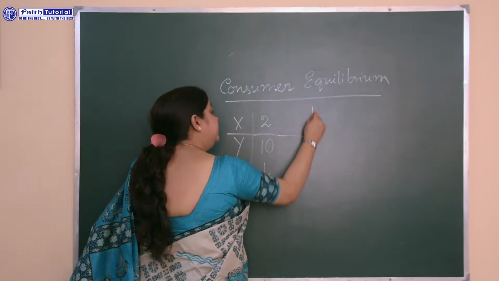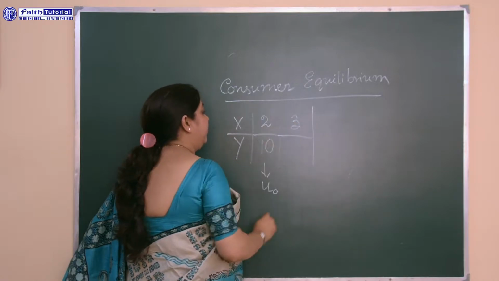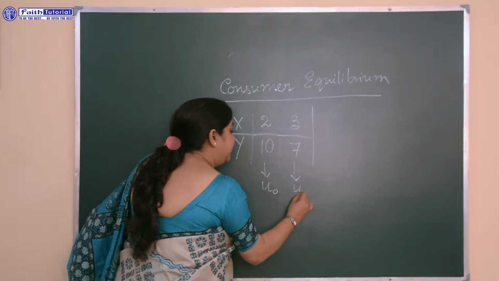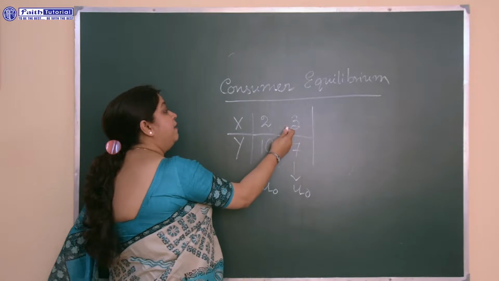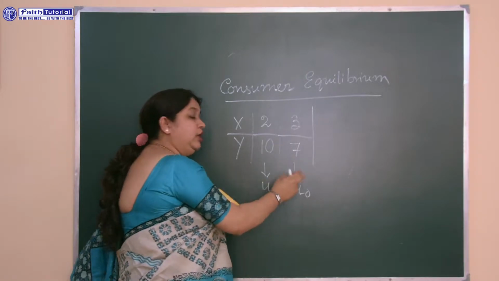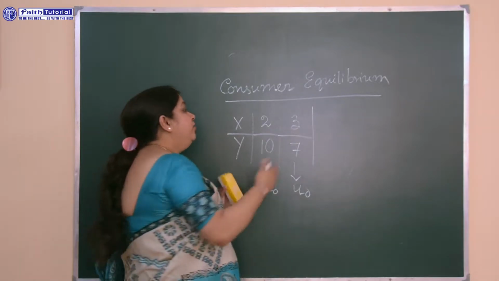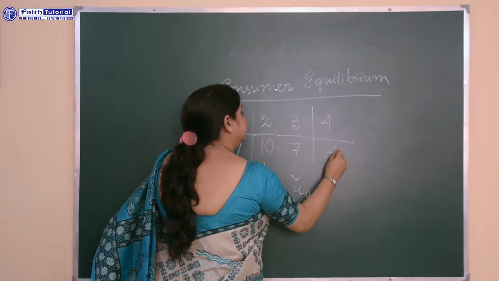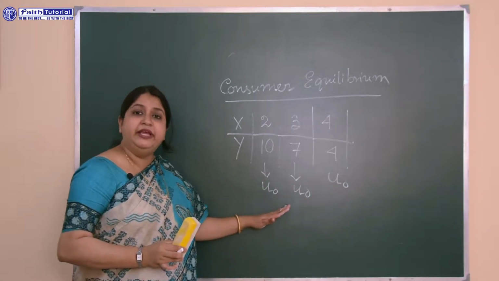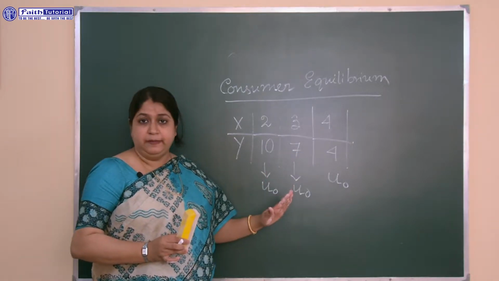Next we can have another combination of two goods. Suppose 3 units of X and 7 units of Y. Again we are having the same level of utility, because in this combination we are having more of X and lesser of Y. So the total utility derived from this combination is the same as the previous combination. We can take another combination. So these are three different combinations of two commodities from which we can get the same level of utility.